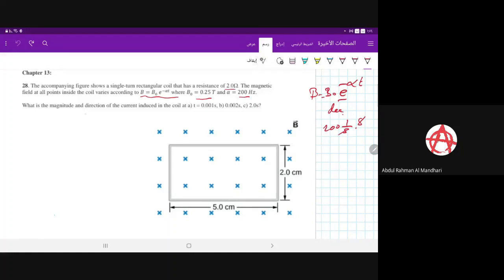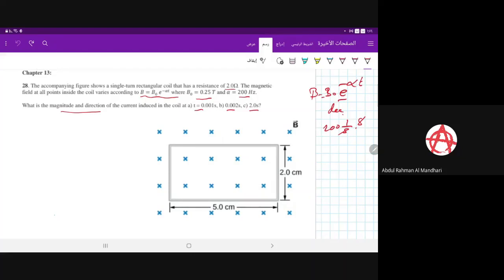What is the magnitude and direction of the current induced in the coil? So they are looking for the current induced in the coil at 3 different times. After a very short time, 0.001 second, which is just a fraction of 1,000, and then 2 fractions of 1,000, and then after 2 seconds, after a little bit longer time.